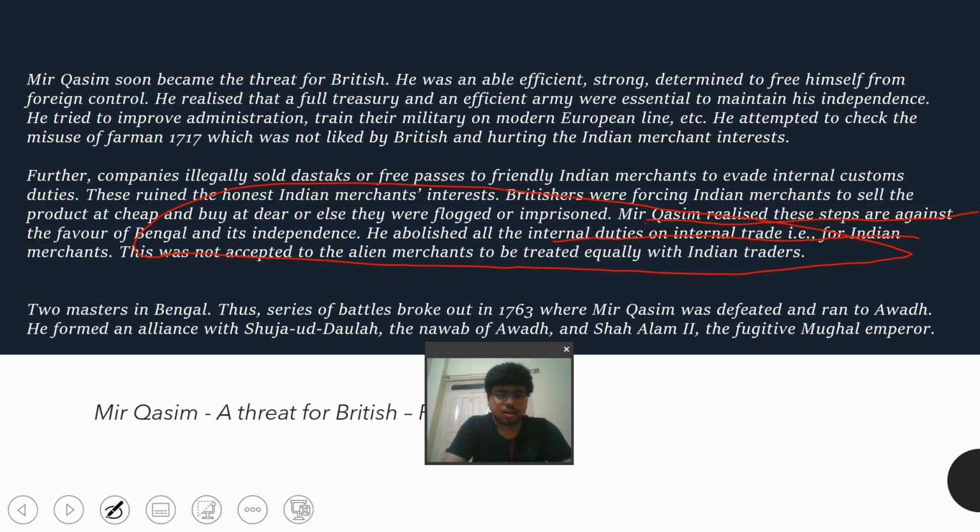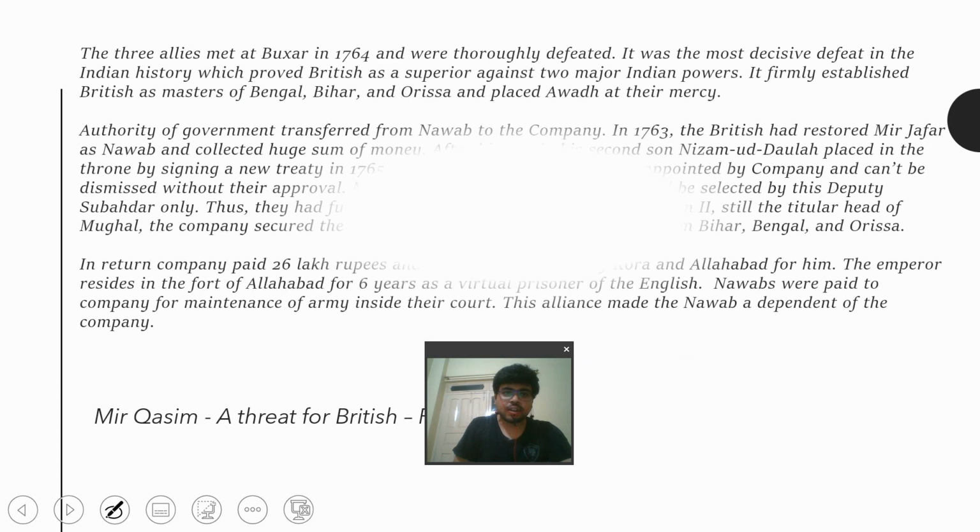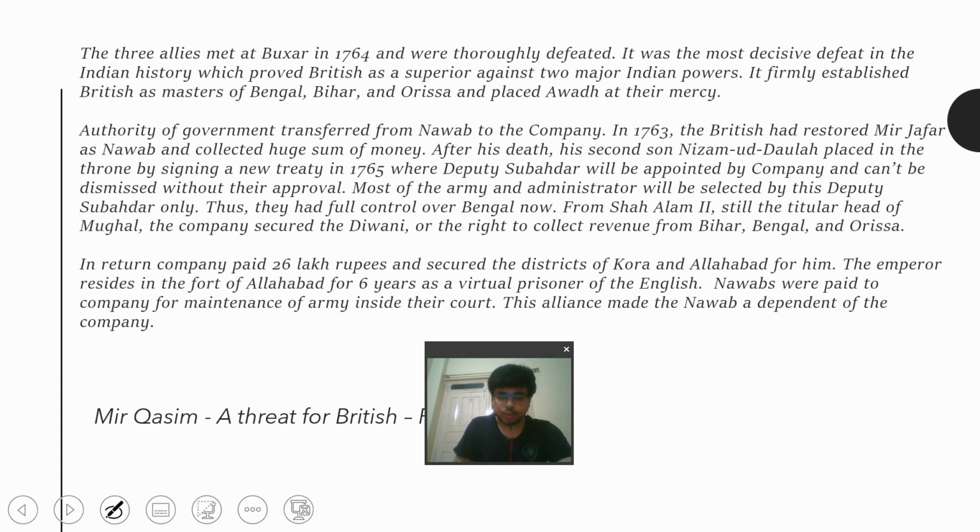And two masters in Bengal was happening. It was like one was Bengal, another was the British, and this led to the Battle of Buxar. A series of battles broke out in 1763, where Mir Qasim was defeated and ran to Awadh. He formed an alliance with Shuja-ud-Daula, the Nawab of Awadh, and Shah Alam II, the fugitive Mughal Emperor. The Battle of Buxar was lost for the Indian side, and the British won that war. The three allies met at Buxar in 1764 and were thoroughly defeated.